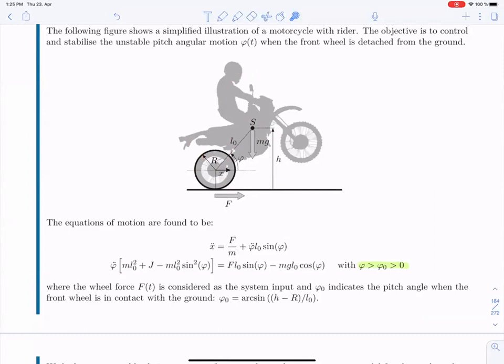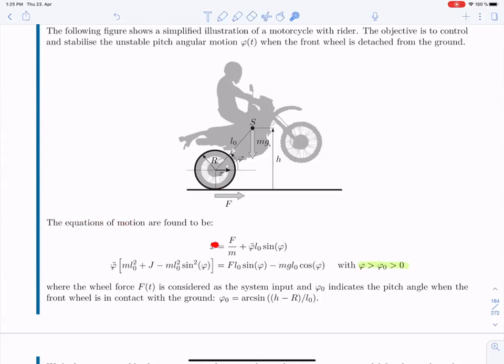And then there are actually two state variables. The first one is X, the longitudinal motion of the motorcycle, and then there's phi, which is actually the pitch angle. And then, because this is a simplified version, we assume that we are able to directly control the force, the longitudinal force on the wheel, which is of course simplified, but it's good enough to explain everything. And then there are two equations of motion.